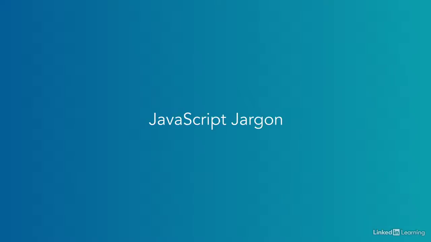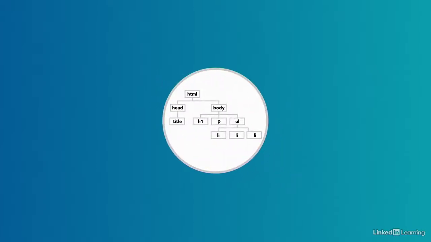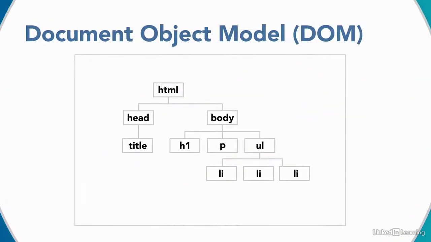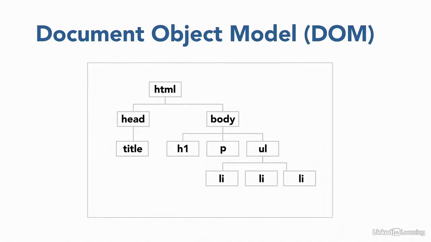There is a lot of jargon in JavaScript when you're talking about just pure JavaScript, not necessarily related to a web browser. But when you start working with JavaScript in the most common context, on the web, there's an additional layer of jargon called the Document Object Model, or DOM. The DOM is your way of accessing the outline of a page.